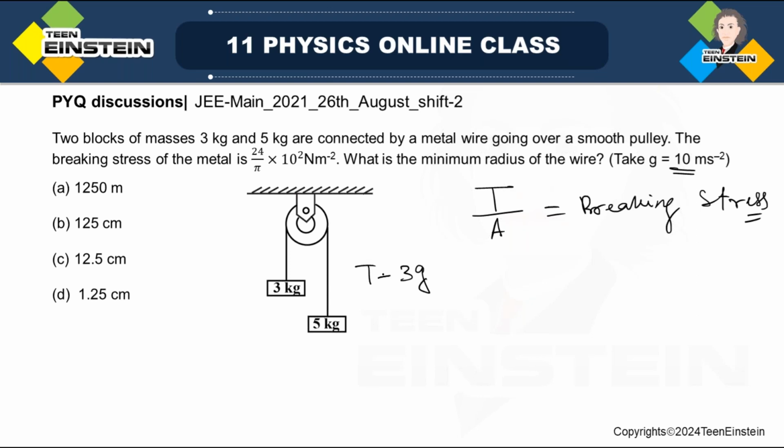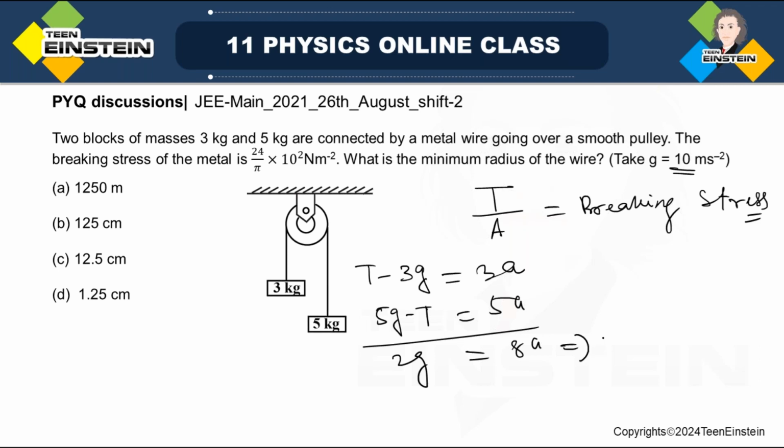So t minus 3g is equal to 3a. Again, this is 5g minus t, that will be 5a. First of all, let me find out what is the acceleration a. I'm not going to solve this equation separately, you can just add these two. So what you'll get is 2g here, and here you'll get 8a.